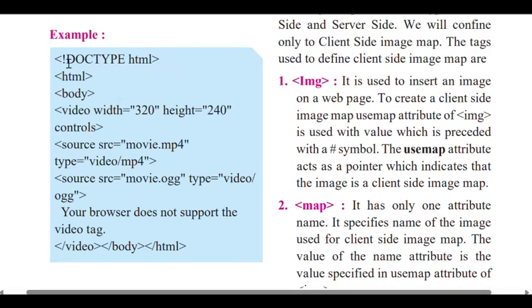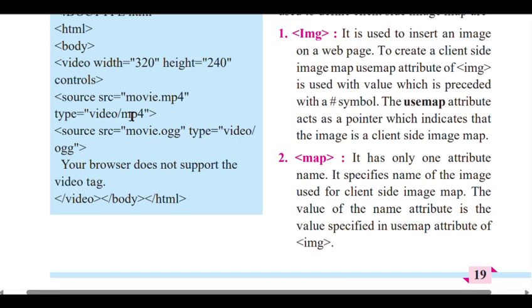The source tag is used to specify multiple media resources for video as well as audio elements. Here is one example for the video tag. Doctype HTML, body, video width is equal to 320, height is equal to 240, controls. We are setting height and width for the particular video. Otherwise, it will take the whole web page.